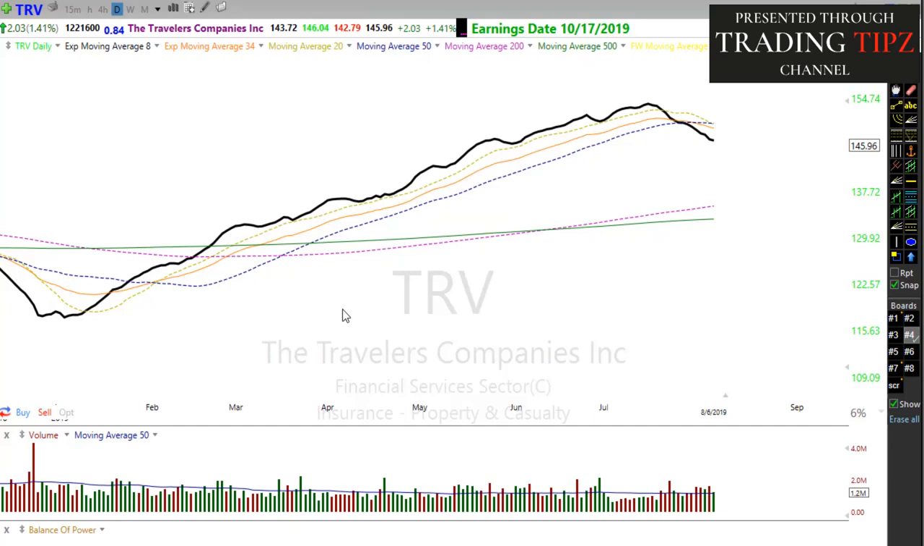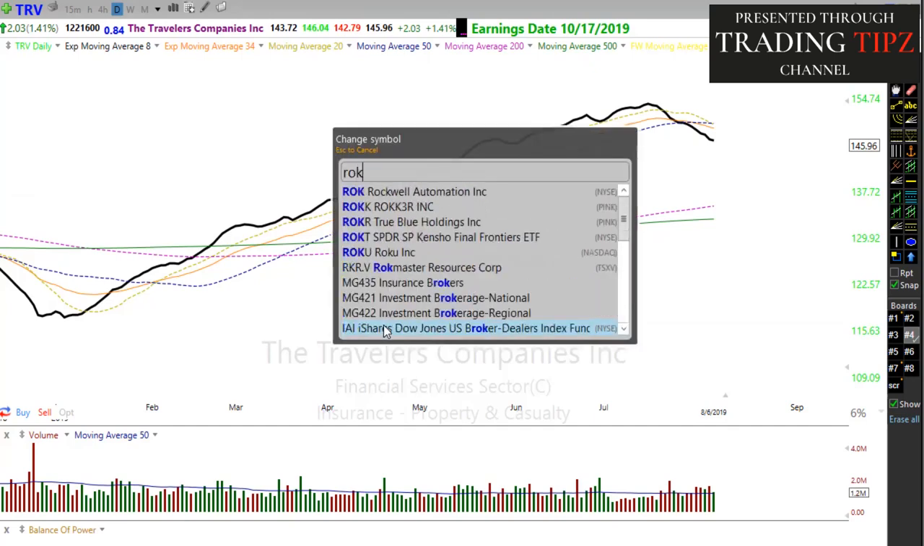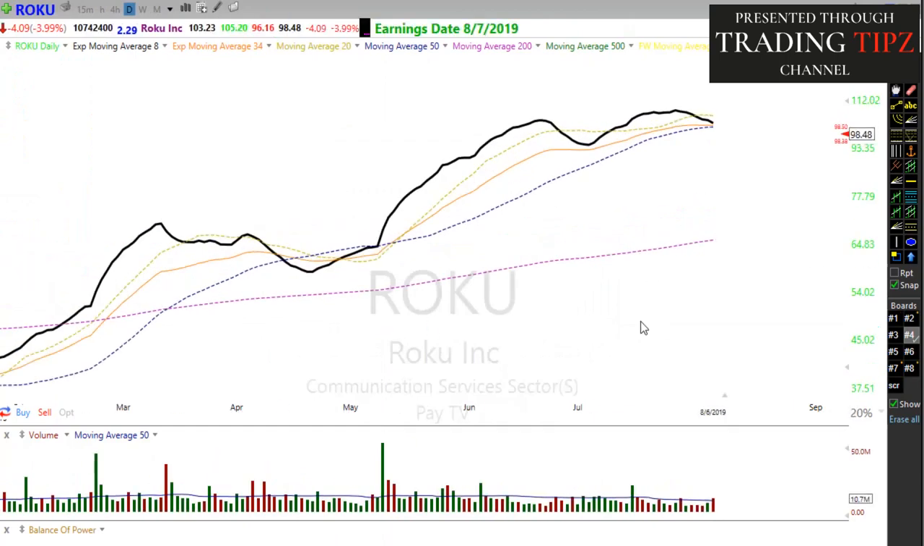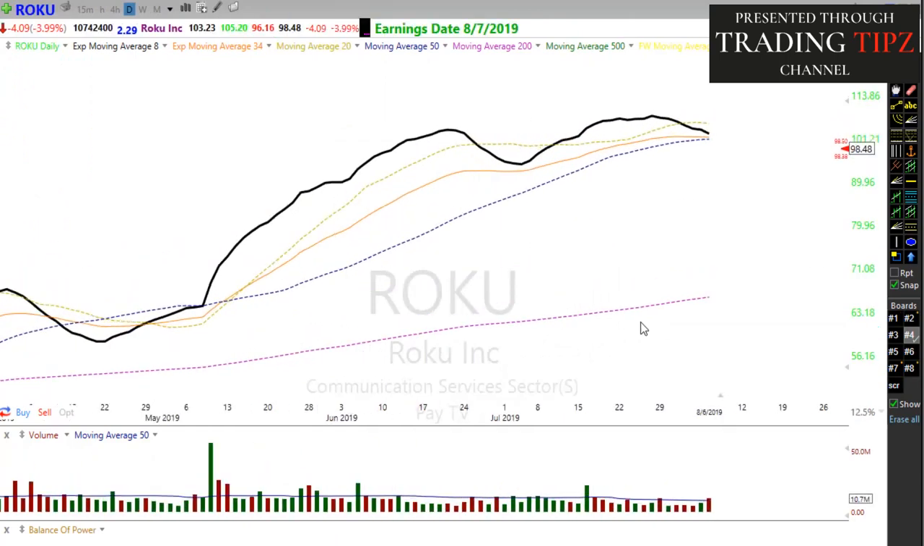Okay? And we can see these patterns. I looked at Roku today and I said, I think Roku could be setting up short. Can you guys see if the price is below all of this? Can you guys see how we've developed a moving average squeeze? All of our averages are all wound up right here. And if that price drops below there, it's going to be really hard for it to immediately come right back up.